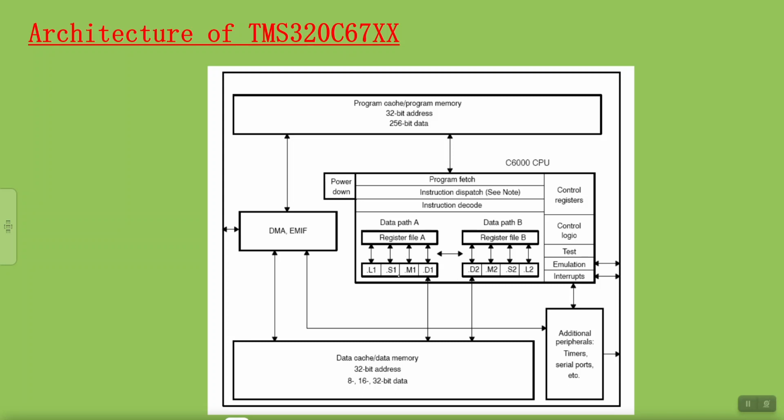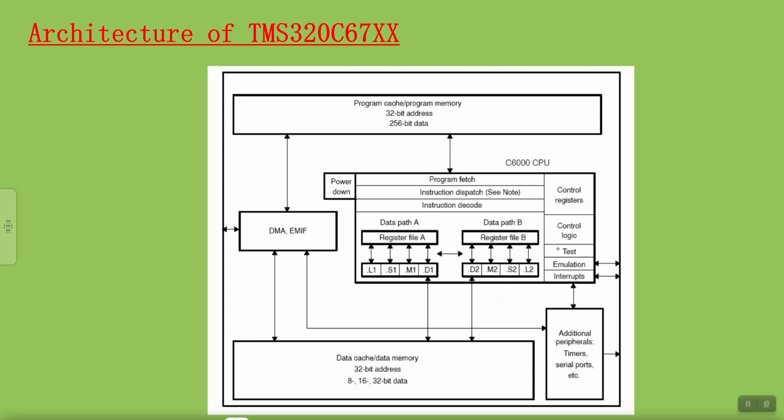The .L1, .S1 and .D1 are used for the arithmetic and logical operations for register file A. Similarly, for register file B, the arithmetic and logical operations are done by .L2, .S2 and .D2. So there is a total of 6 functional units for the arithmetic and logical functions. And the remaining two functional units, .M1 and .M2, are used as the multipliers.